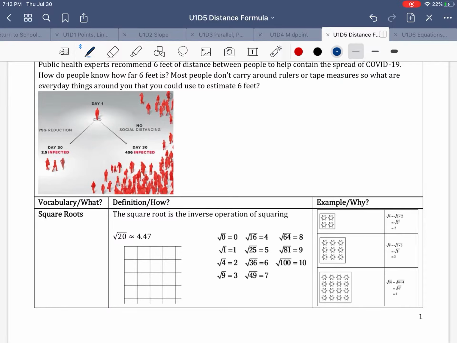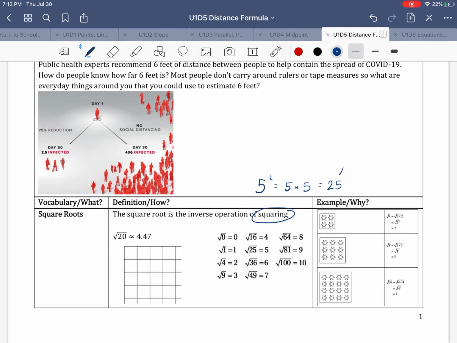Now, in order to do this, because the distance formula itself has a square root, we need to make sure we're comfortable with what that is first. Square root is the inverse operation of squaring, and when we talk about squaring, that is our little exponent 2. So if we saw, for example, 5 with that little exponent, we know that means multiply 5 by itself 2 times. 5 times 5. And we all know that's 25.